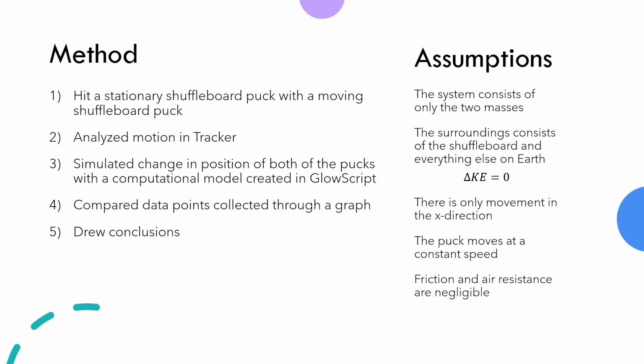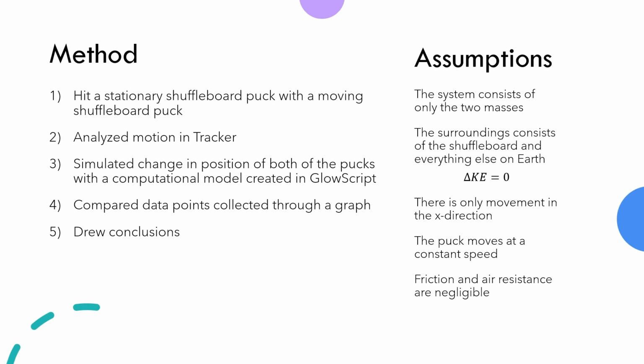In this experiment, we assumed that the system consists of only the two pucks, and the surroundings consisted of the shuffleboard and everything else on Earth. We assumed that the change in kinetic energy was zero, so it would be an elastic collision. There is only movement in the x direction, the first puck moves at a constant speed, and friction and air resistance are negligible.